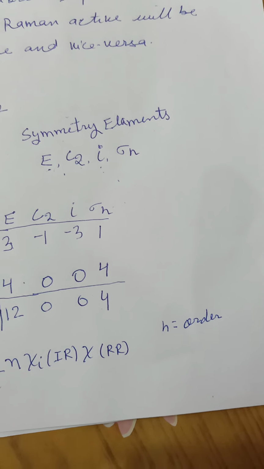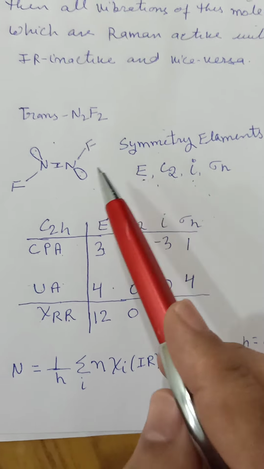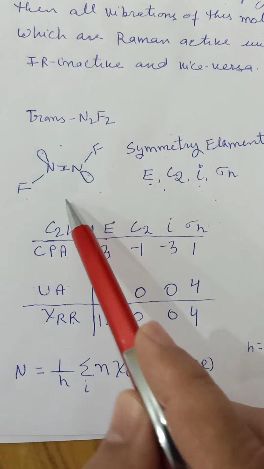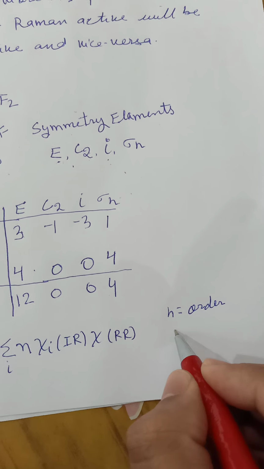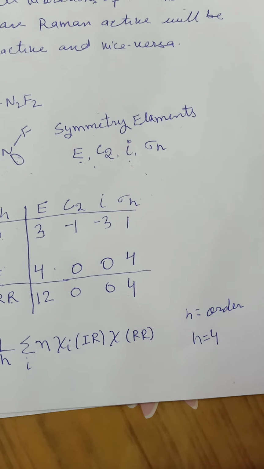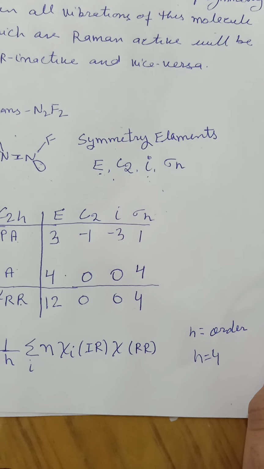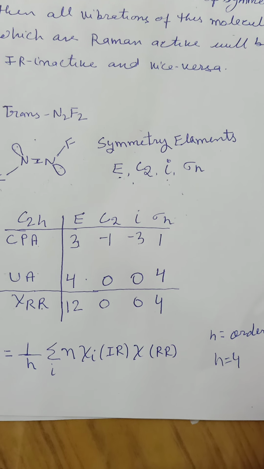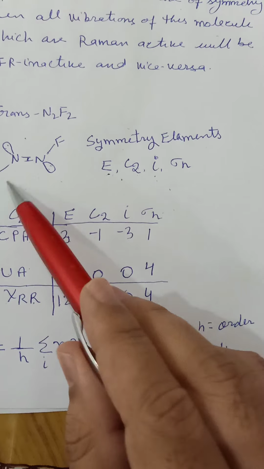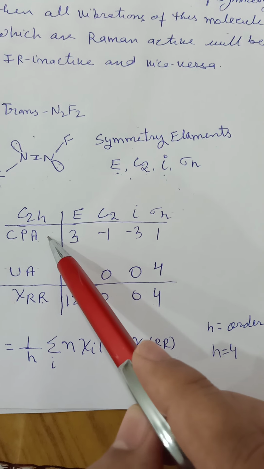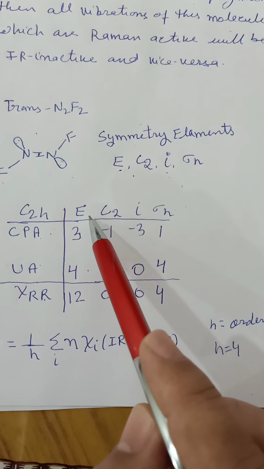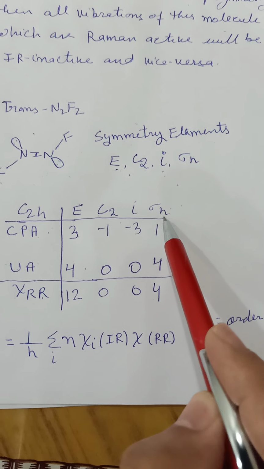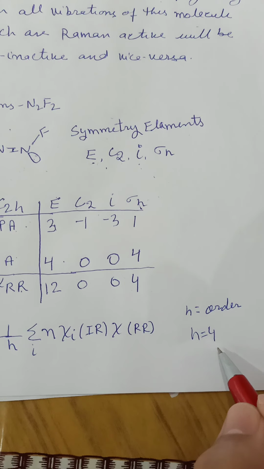Order of the point group. For this N2F2 molecule, this h is equal to 4. Why 4? Because we know that order is equal to the number of symmetry elements present in the point group. In the point group of this trans N2F2, that is C2h, we have 4 symmetry elements: E, C2, i, sigma h. Therefore, the order is 4.